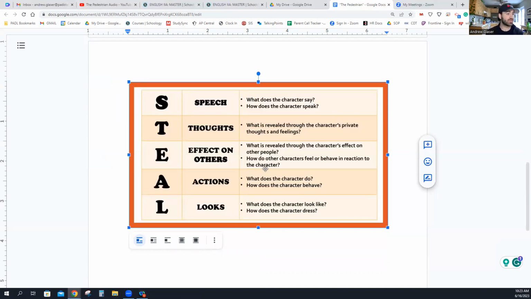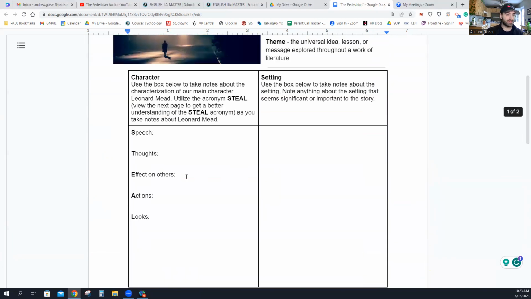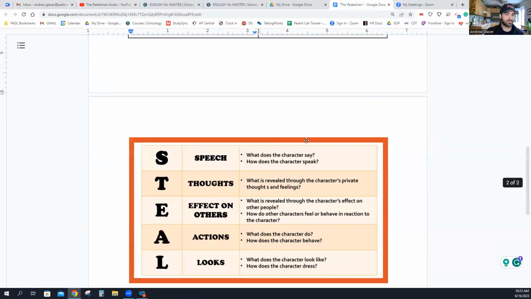All right. So the S in STEAL is the speech of the character, right? And that's the first thing I want you to think about when you're taking notes. What does the character say? How does the character speak? It's important to think about that. Think about it in the way of, if you're just meeting somebody for the first time, your first impression often comes with the things that they say, right? How they talk to you. Now, in this story, we're not going to get much speech from Leonard Mead until he interacts with the police officer towards the end.